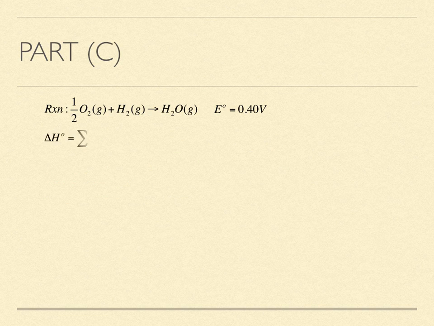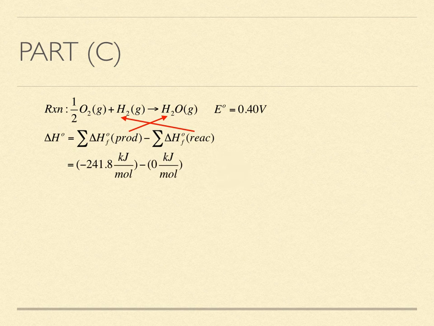Now we can find delta H naught by taking the enthalpy of formation of the products and subtracting the enthalpy of formation of the reactants. The relevant information can be found in Appendix E. Here we see the enthalpy of formation of gaseous water is negative 241.8 kilojoules per mole, and because both oxygen and hydrogen gas are in their standard states, the enthalpy of formation of the reactants is just 0. This means delta H naught for the reactions is negative 241.8 kilojoules per mole.